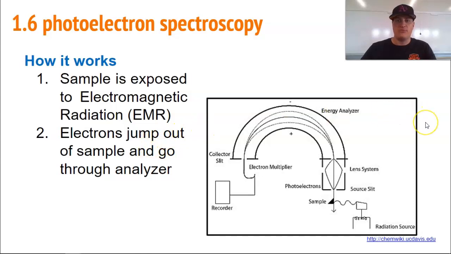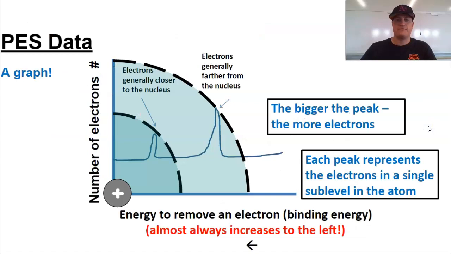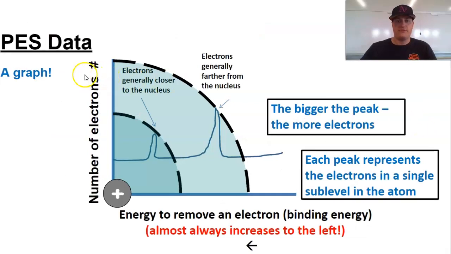So this is another example of reading some graphs and being able to determine what they look like. So you have a graph. If you have your nucleus down at the center, it takes energy to remove an electron. It's called the binding energy. And so the closer an electron is, the higher the energy is.